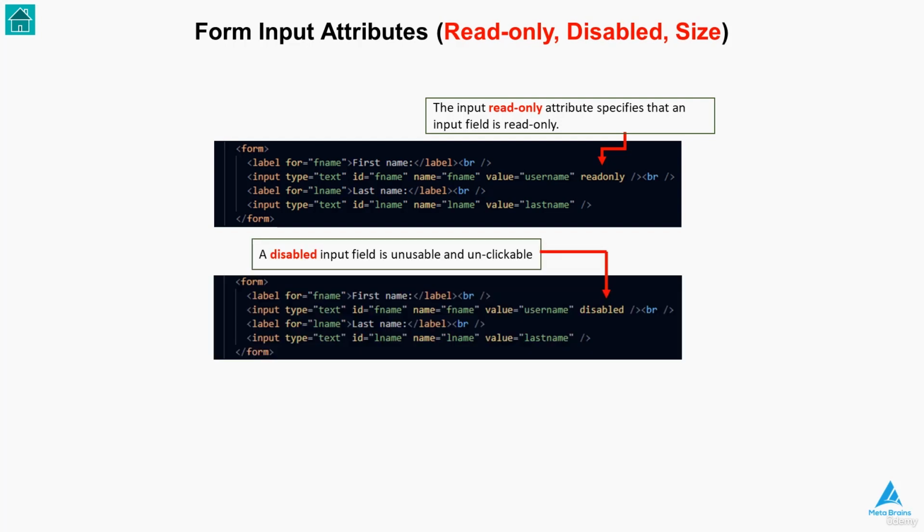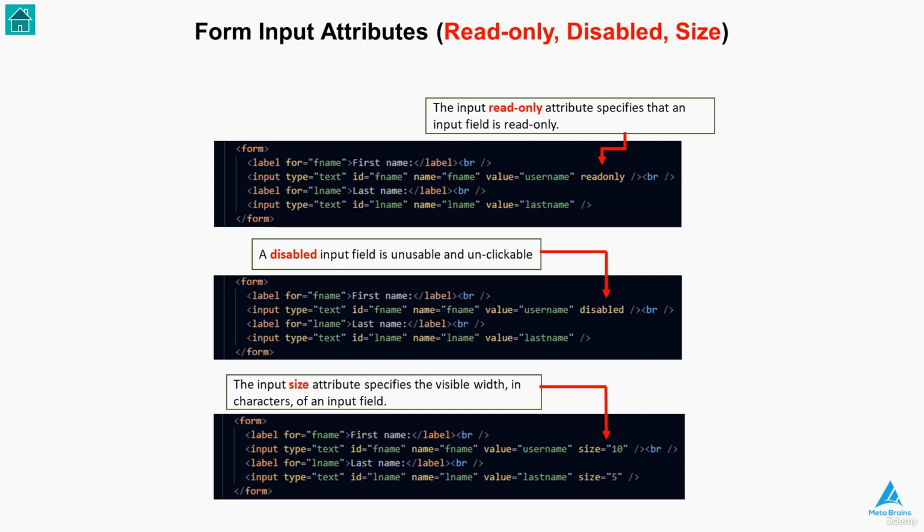Disabled. Here you can see a screenshot in which a disabled attribute has been used. It basically specifies that the data is disabled. Users can read the text but cannot add any type of data. The data will be unusable and unclickable.